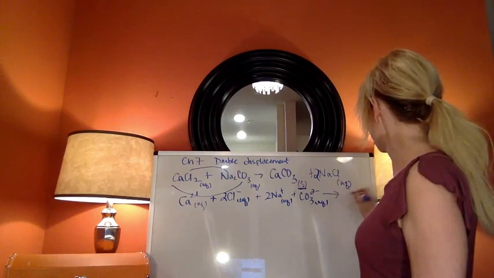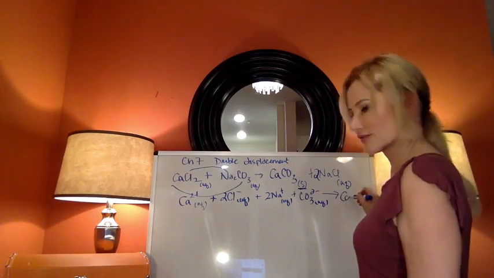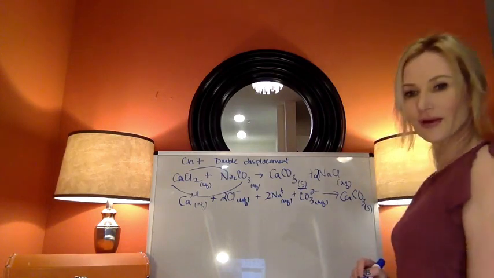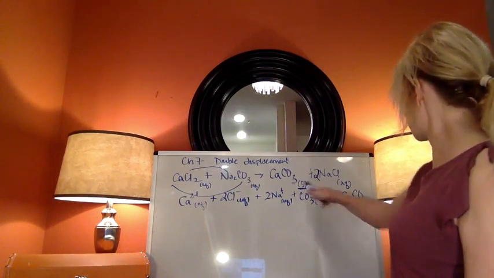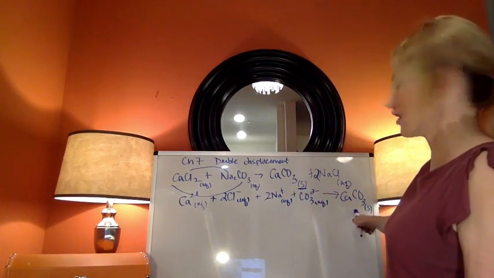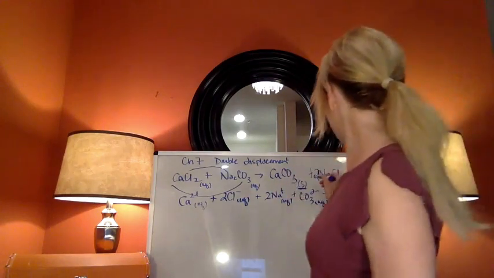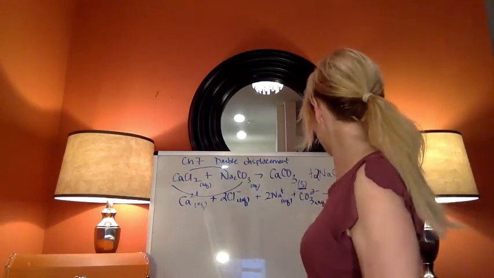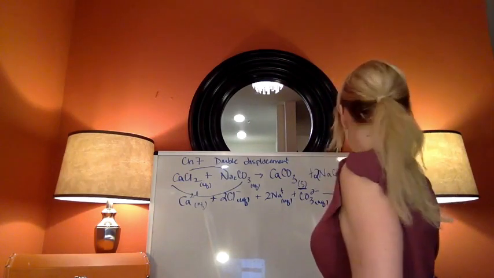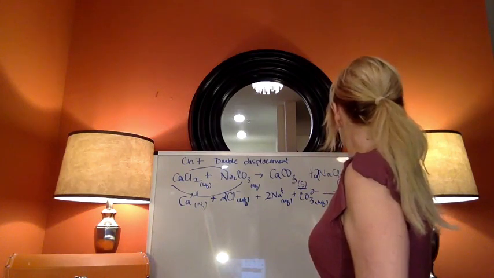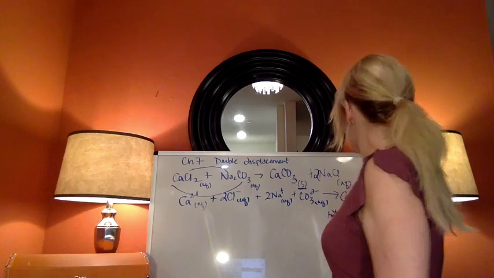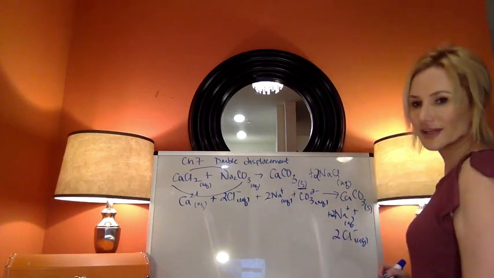Then what I form, and watch this step carefully, because I cannot pull apart my solids, my liquids, or my gases. So I had to write calcium carbonate as a solid and keep it together. Then the sodium chloride that's on the product side, I'm going to write over here. Those I can pull apart because those are AQ.